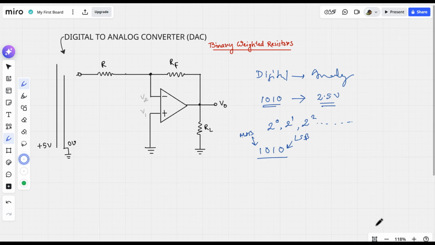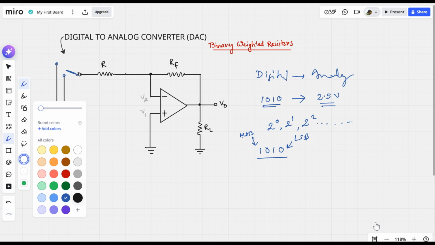The basic idea is that the circuit mainly contains switches, weighted resistors, and an op-amp summing amplifier. The digital input controls a switch. In the circuit diagram, I have shown the feedback resistance RF, then a resistor R at the input. This input will be connected either to 5 volts or to 0 volts by a switch. So this is for one signal.